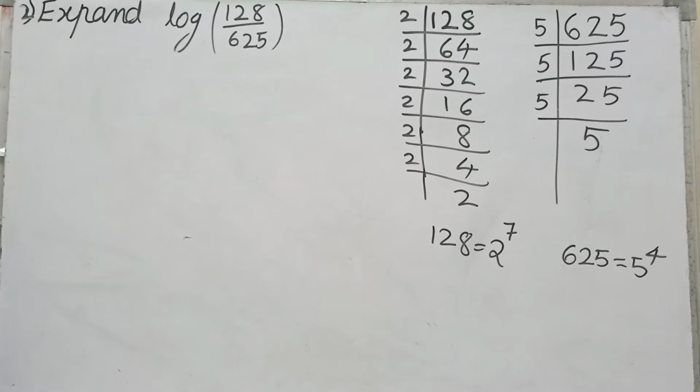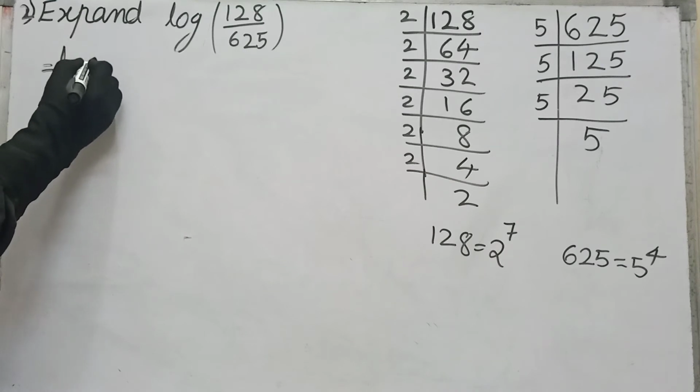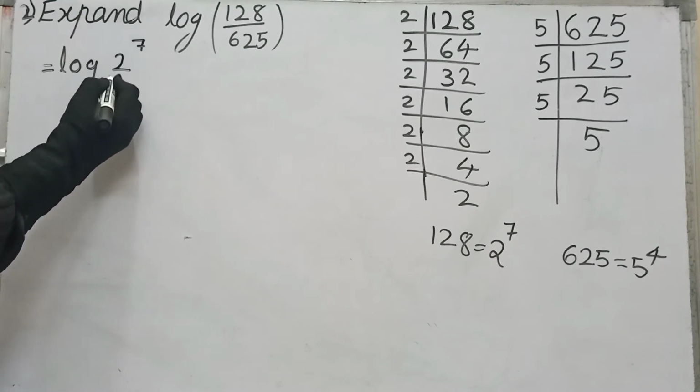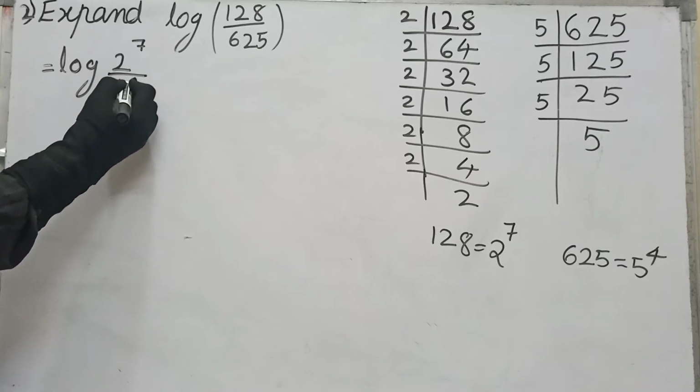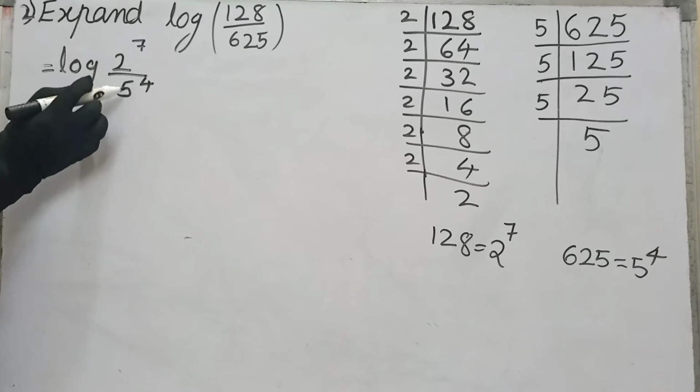So to expand this again we have to do the prime factorization. So 128 can be written as 2 power 7 and 625 can be written as 5 power 4. So I am substituting those values here. In place of 128 I wrote 2 power 7 and in place of 625 we wrote 5 power 4.